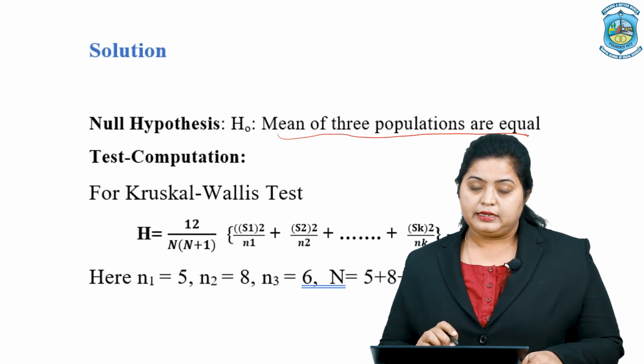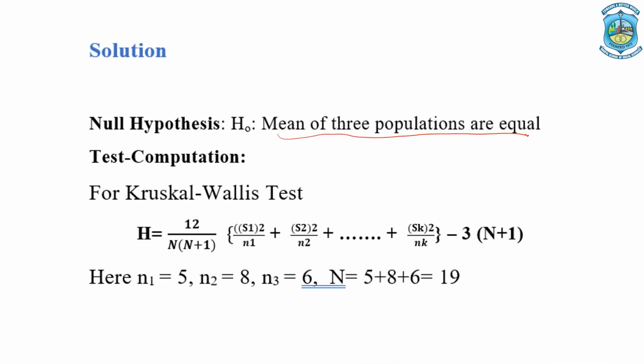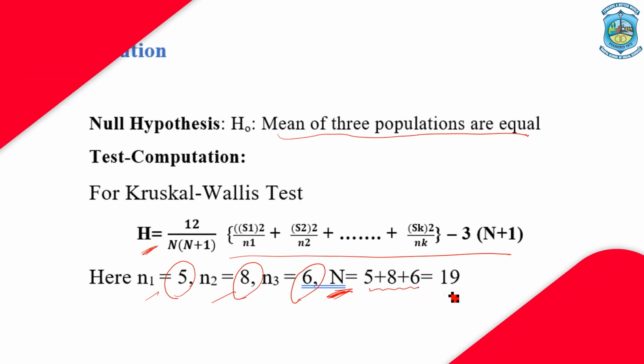Next is the test computation. We have to calculate H with the help of the formula, and we have all the values. We have N1, N2 and N. N1 is the number of items in the first group, that is 5. N2 is the number of items in the second group, that is 8, and N3 is the number of values in the third group, that is 6. And here the capital N is the sum total of all the items, that is 19.